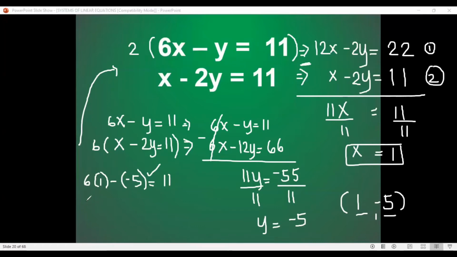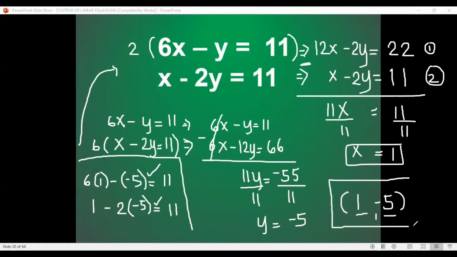And so also with the second equation, when you do this, you have your x is 1 minus 2 multiplied by the value of your y, which happens to be negative 5. So we have 1, and negative 2 multiplied by negative 5 results to a positive 10. So 1 plus 10 is also equivalent to 11. So since those two equations were satisfied, we can say that the answer that we obtained, which is 1, negative 5, is correct. This is now your solution for this system of equations.